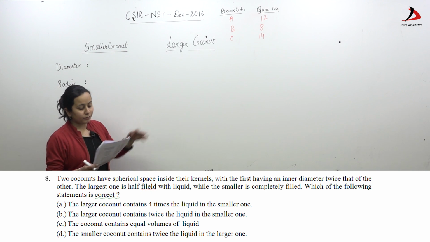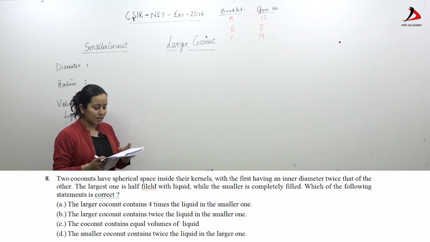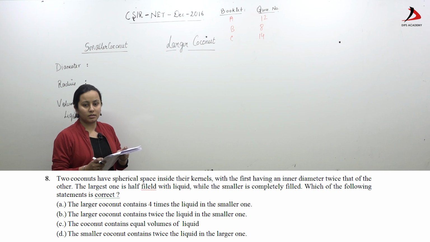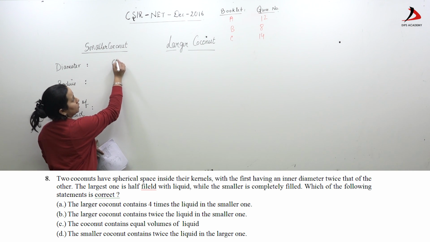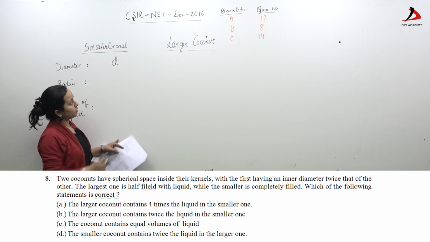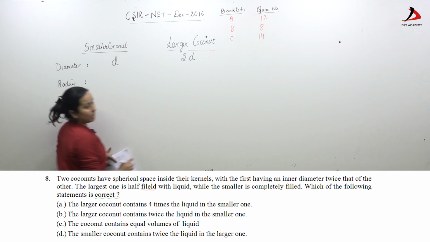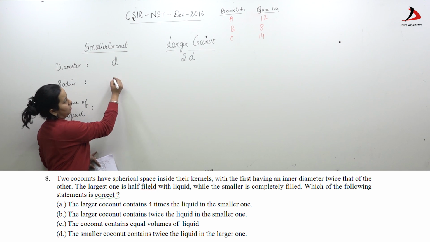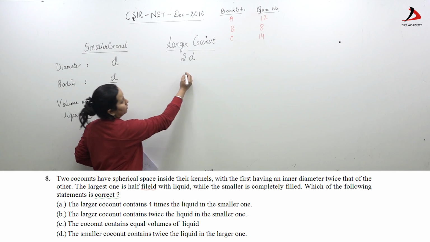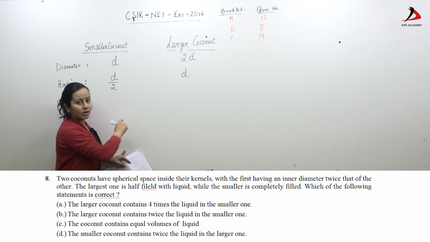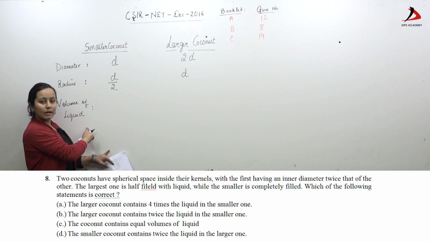It says we have two coconuts having spherical shape and the smaller one has a diameter which is half of that of the bigger one. Let me take the diameter of the smaller coconut to be D. Then the diameter of the larger coconut is double, it will be 2D. Hence the radius of the smaller coconut will be D by 2 and the radius of the larger coconut will be D. Now what it says is the smaller coconut is filled with liquid completely.